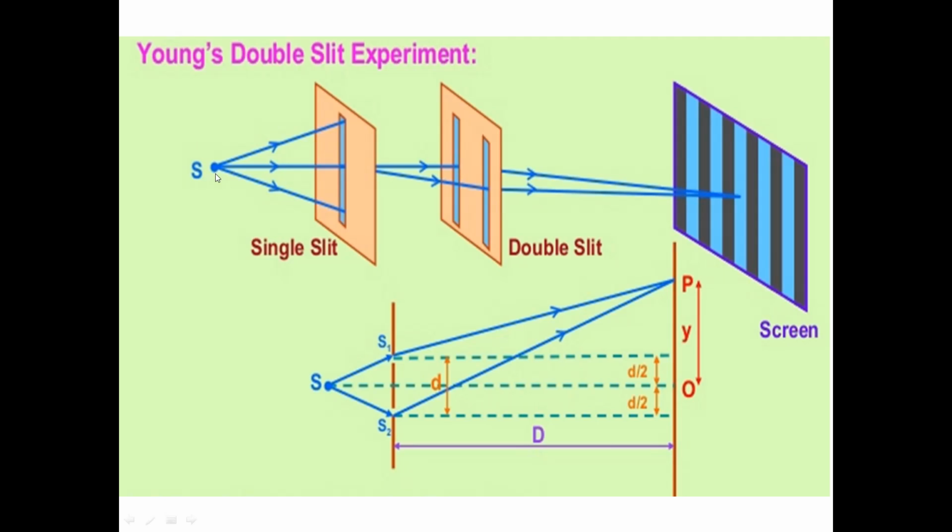Light from a point source is allowed to pass through a single slit to produce a narrow beam of light. And this narrow beam of light is allowed to pass through two slits, which are known as double slits. And the waves from the double slits superpose each other, giving rise to interference fringes on a screen. Alternate bright and dark bands are formed, with the central fringe being white.